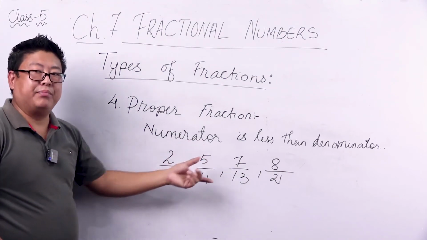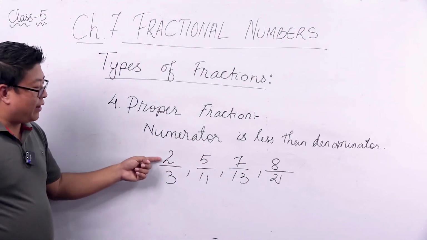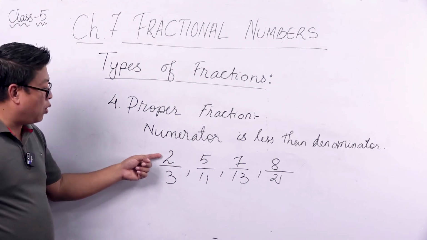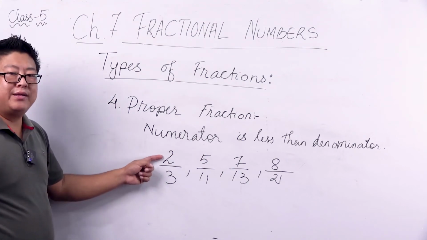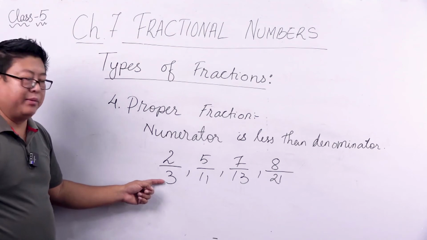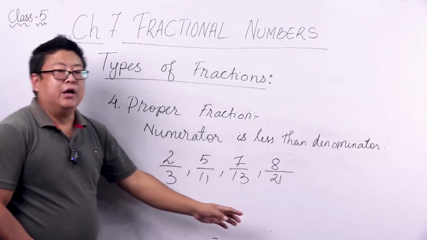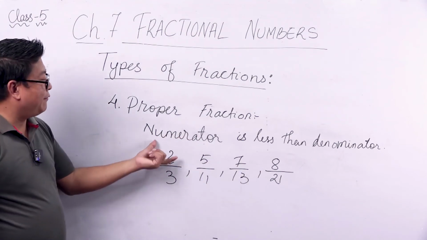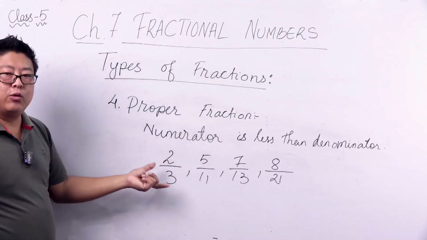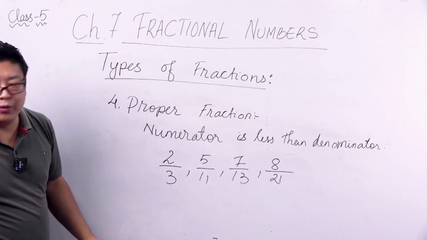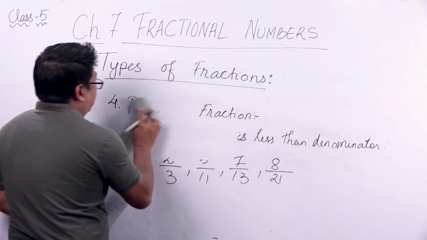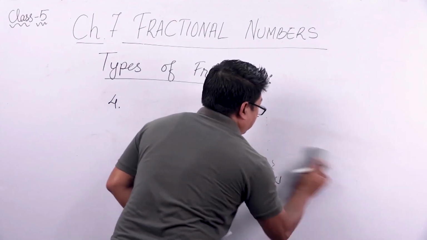These are just examples. So if you look here, the number on top is smaller than the number below. That means numerator is less than denominator. Same here, 5, 11, 7, 13, 8, 21. So those fractions which have numerator less than denominator, they are called proper fractions. Okay, children?